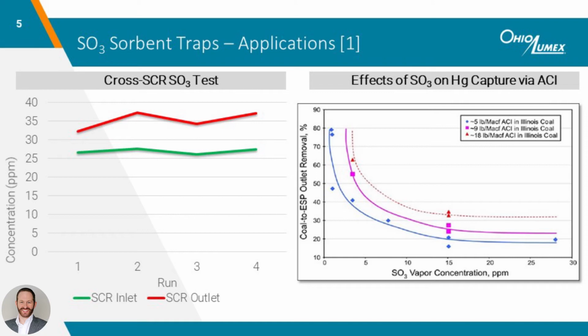SO3 competes with mercury for active sites on the carbon, and at sufficiently high concentrations, it can render the carbon barely effective at all. This is another application where SO3 sorbent traps can be used in conjunction with mercury sorbent traps.